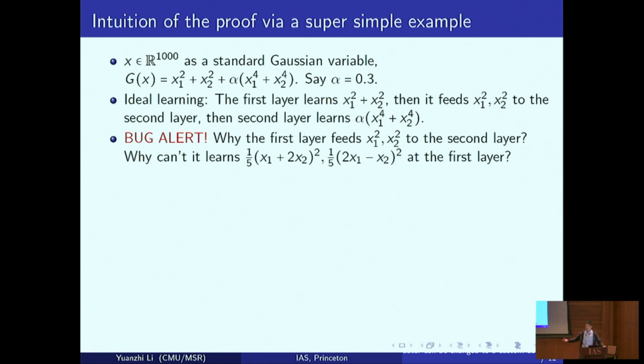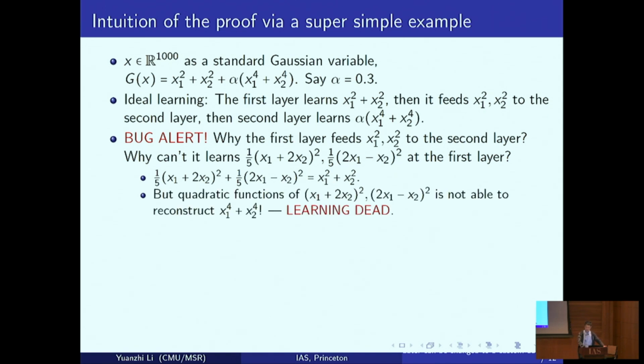That is, why does the first layer feed x1 squared, x2 squared? Why can't it fit in this weird basis? I mean, maybe the neural net just prefers this basis instead of the standard one. And of course, the summation of these two is also equal to the original quadratic function. But the main issue is the quadratic function of these two cannot reconstruct x1 to the fourth plus x2 to the fourth. So if you just learn this instead of the standard basis in the first layer, your learning actually dies.